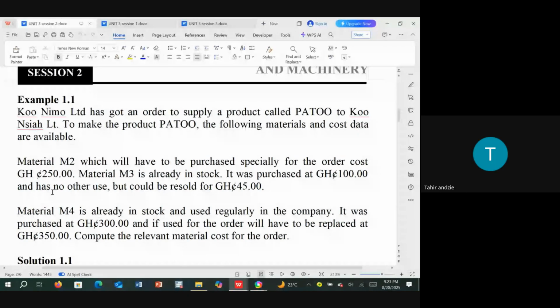Okay. So what it means is that this material is not in stock, and we have to purchase it especially for this project. Therefore, it becomes a relevant cost. The purchase price becomes the relevant cost, and that is true. Right. What will be the relevant cost of material M3 for the product Pato?